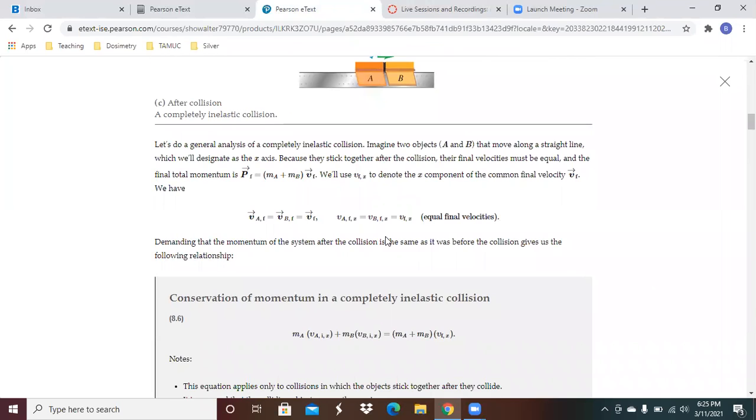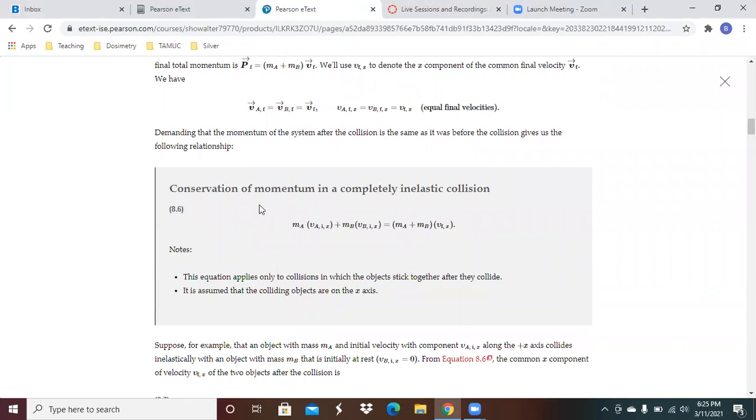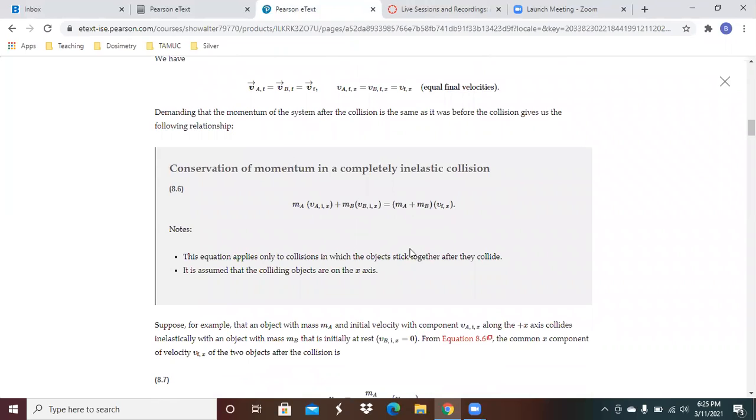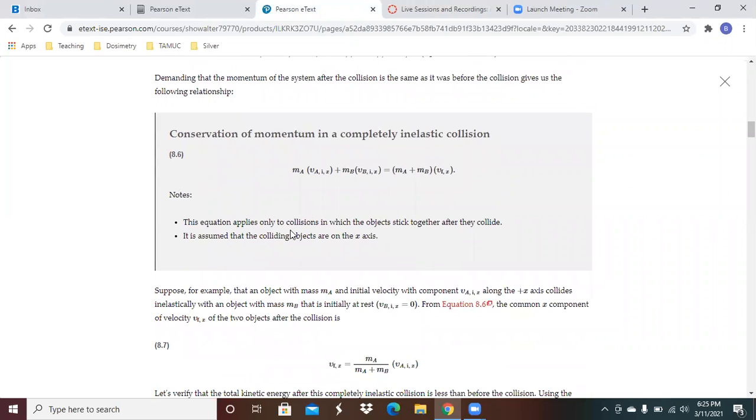Now, if you're concerned about conservation of momentum in a completely inelastic collision, this is the equation that you would use in order to address that. It only applies to objects that stick together after collision.